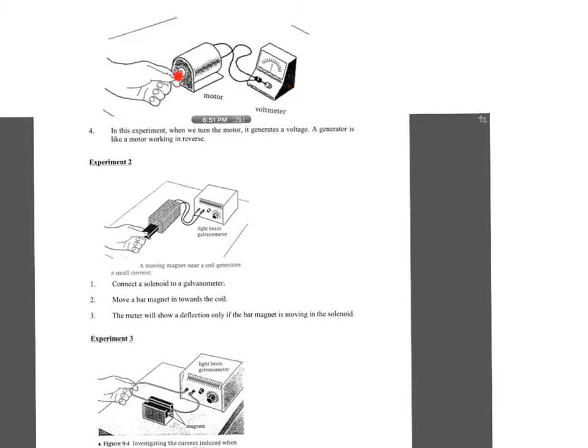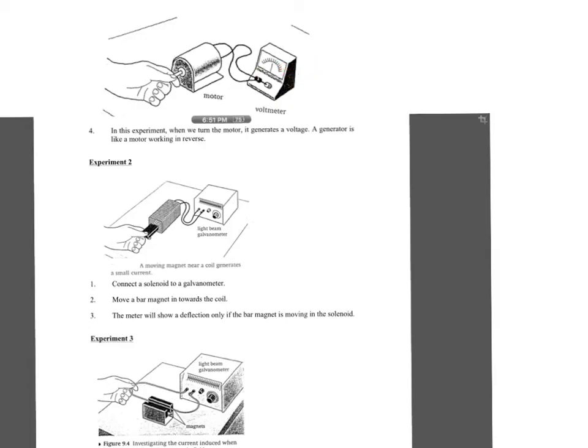Normally, if you connect a motor to a power supply and turn on the switch, current flows and it starts to rotate. But now we connect the motor to a voltmeter, not the power supply. We use our fingers to rotate the shaft. When we rotate it, we notice the voltmeter shows a reading. That means you're generating electricity.